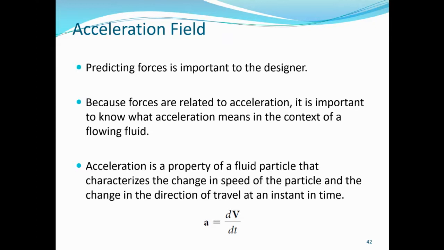You can see anything written in bold here implies it is a vector quantity. That's why you have the acceleration A in bold and V in bold, because they are all vector quantities. So A is given by dV/dt. Here we are using the total derivative.